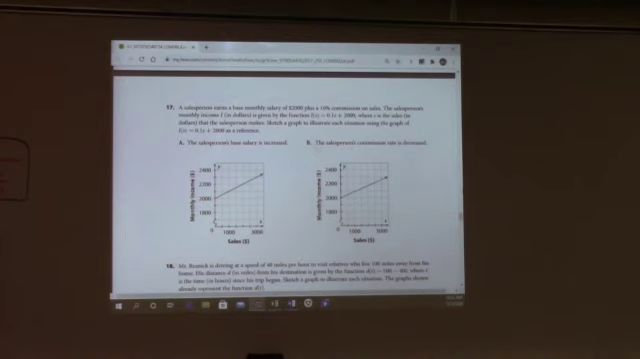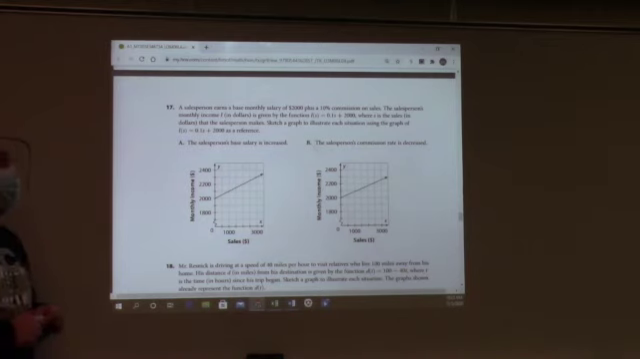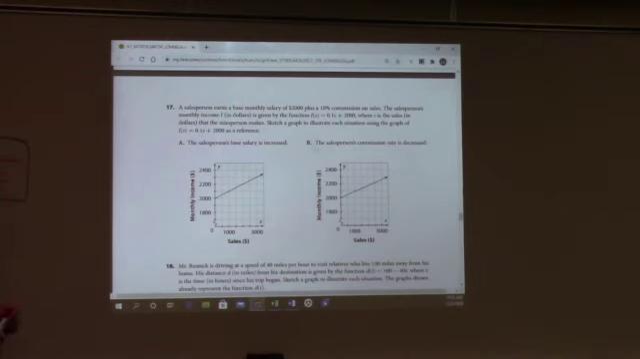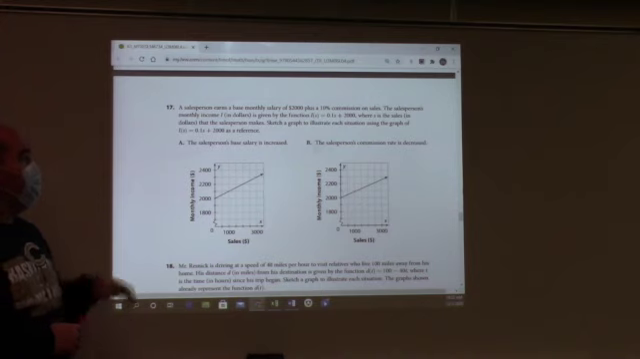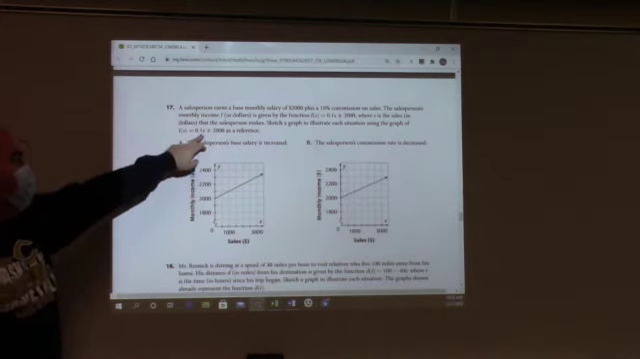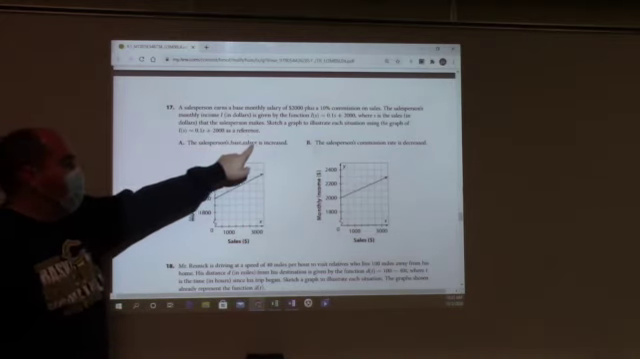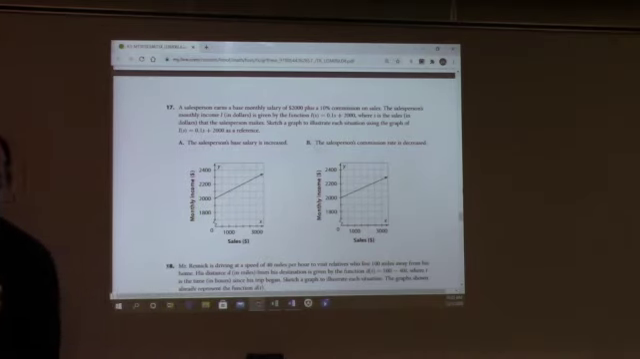Alright, so now we're at 17. Okay, they're going to ask us to do a couple of different things. It says a salesperson earns a base monthly salary of $2,000 plus a 10% commission on sales. The salesperson's monthly income is given by the function I of S equals 0.1 S plus 2,000, where S is the sales in dollars that the person makes. Sketch a graph to illustrate each situation using the graph of I of S equals 0.1 S plus 2,000 as a reference. Okay, the salesperson's base salary is increased.